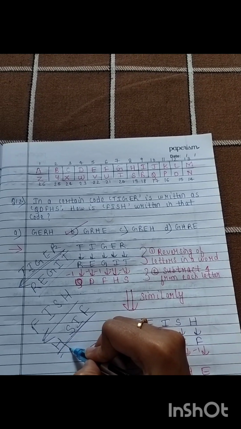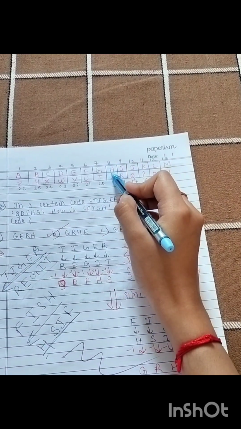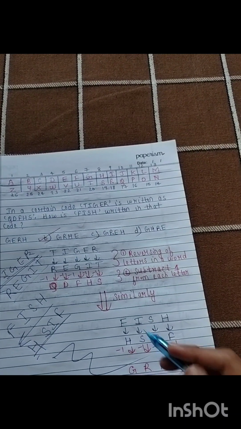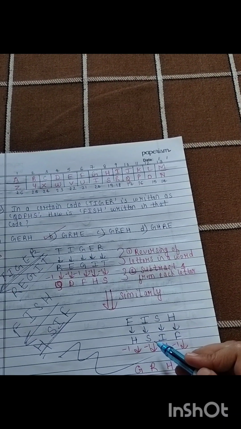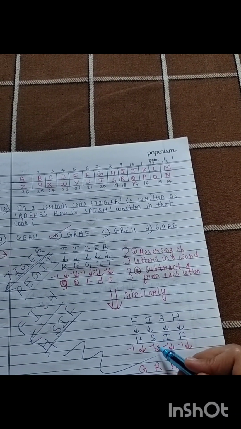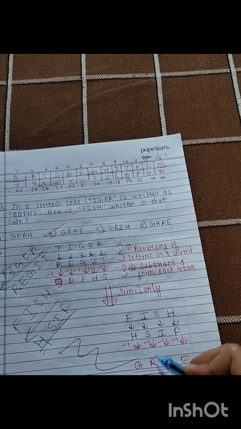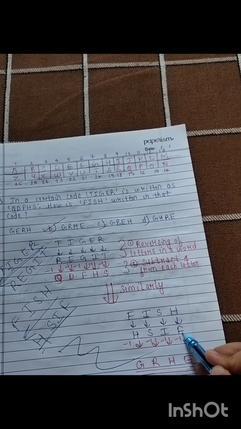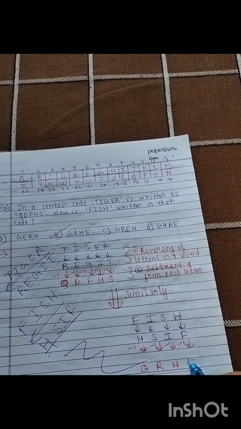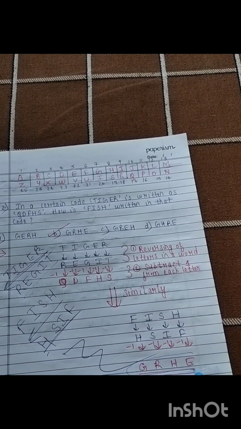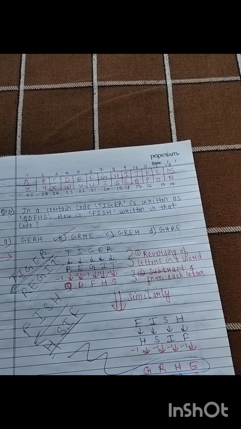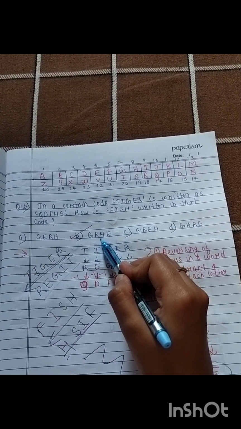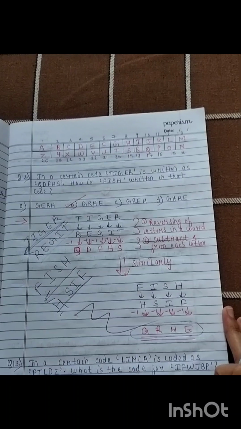So H minus 1 will be what? H minus 1 will be G, correct? So G. S minus 1 will be what? R. Then I minus 1 will be what? H. F minus 1 will be E. So this is your answer: GRHE. That is B option. This is one type of question.